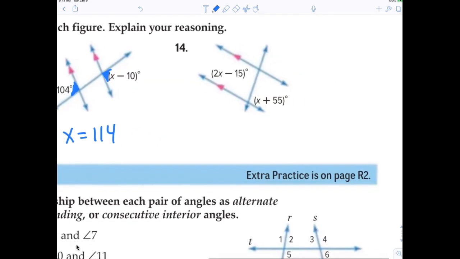All right. Now, 14, I've got a real problem with 14. Why do I have a real problem with 14? I have no idea what they're talking about. All right, so I'm going to say they're here. That is for that angle. That's what I'm hoping. And this is for this angle right there.